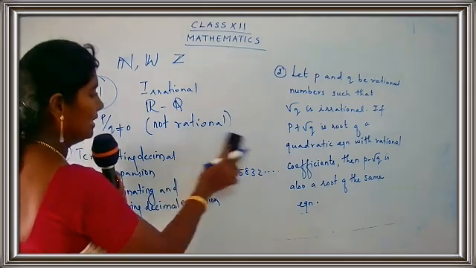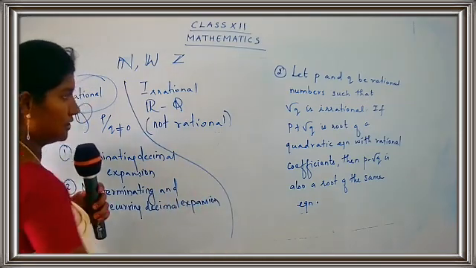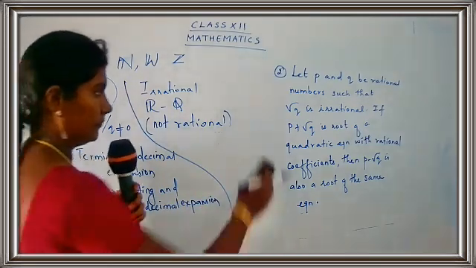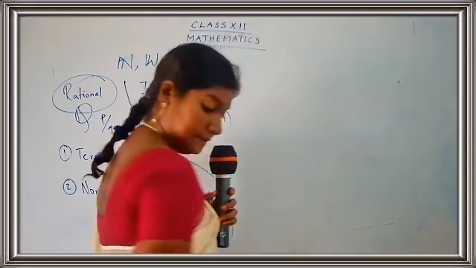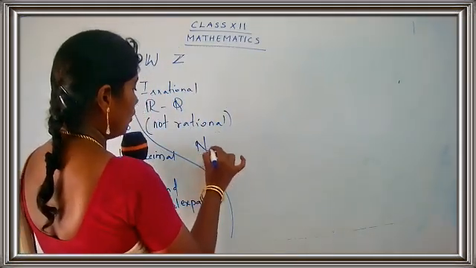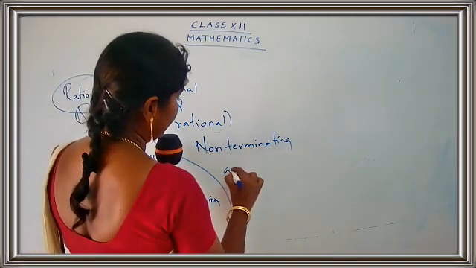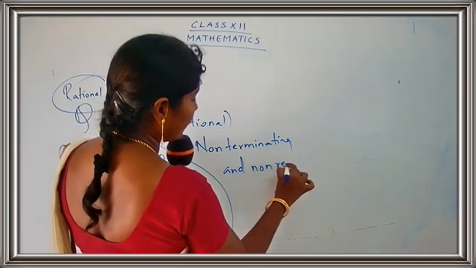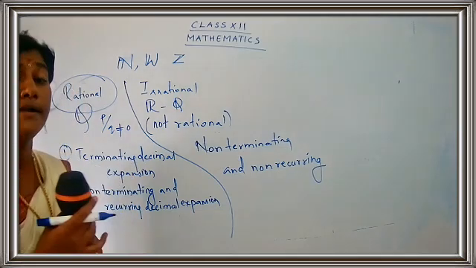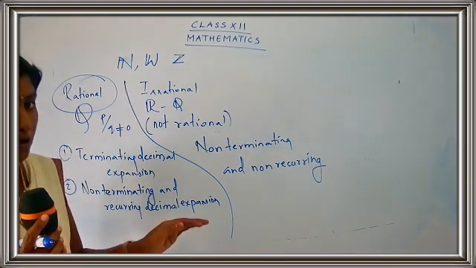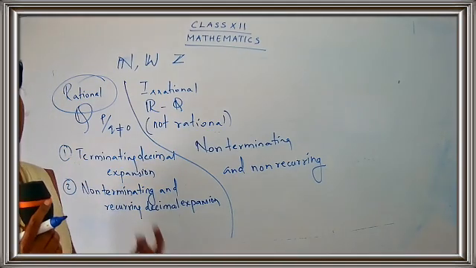Let me talk about an irrational number. We have only one way of expressing an irrational number, children, and it is non-terminating and non-recurring. Non-terminating means it's not going to stop. What is non-recurring? It's not going to repeat again and again.